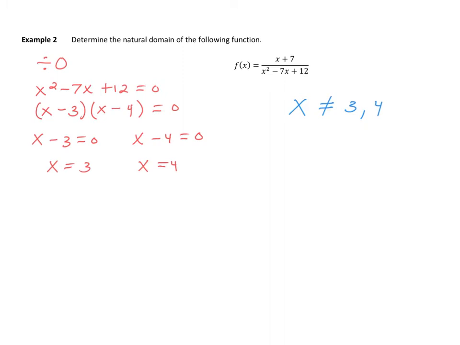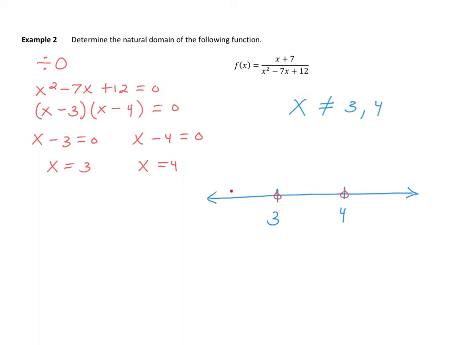Let's also express our answer as an interval. What would that look like? I'm actually going to draw a number line first, just to think about the numbers that do work. So here's 3 and 4, and what we're saying is, okay, I don't want to use 3, I don't want to use 4, but I want to use everything else.